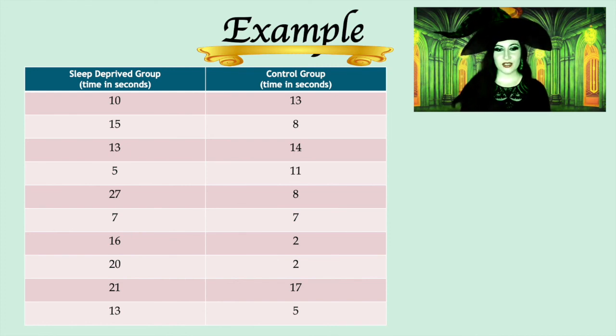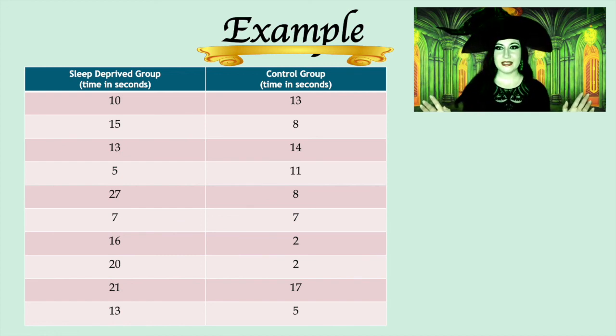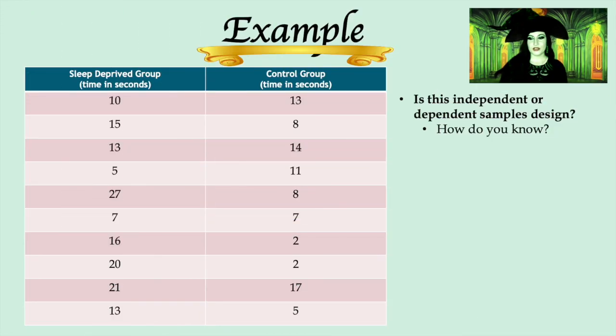So in the first column, we see the time in seconds it took the sleep-deprived group to complete the potion. And in the second column on the right-hand side, we have the control group, the one that got a normal night's sleep. And we see the time in seconds that it took them to complete the potion. So the first question is: is this a dependent or independent design, and how do you know? If you're thinking to yourself, this is an independent design, then you are absolutely right.